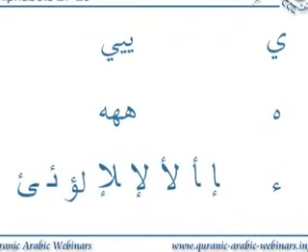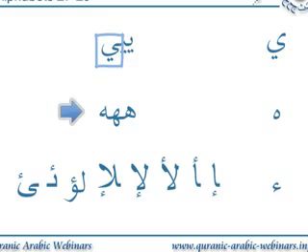Alphabets 27 to 29, so we've got ya, ha, the soft ha, and hamza. The ya, again, the shape it will take in the joined up form is these small curves, and you just look for the 2 dots underneath. It looks like a ya at the end of a word, so that's quite easy.